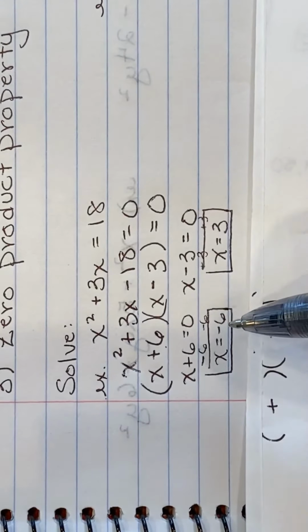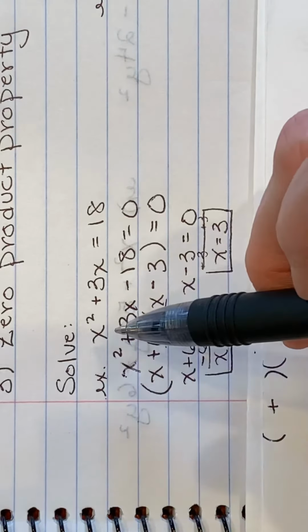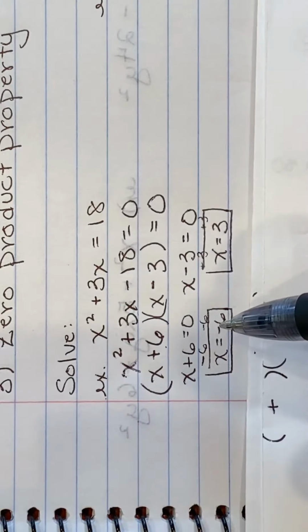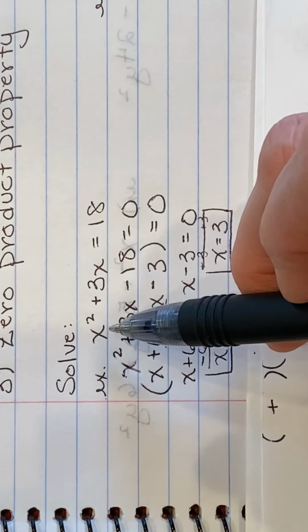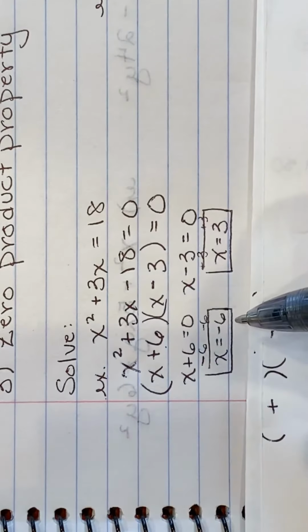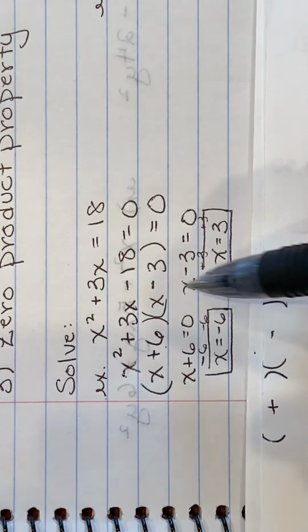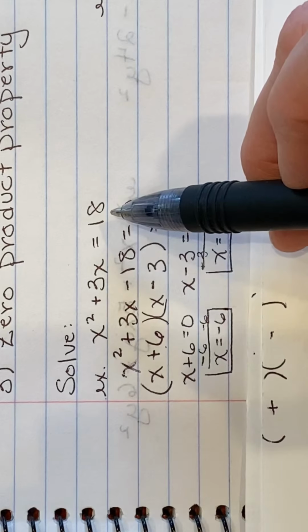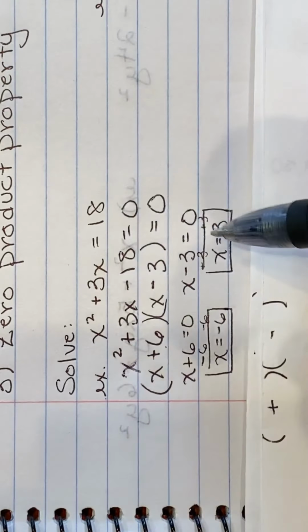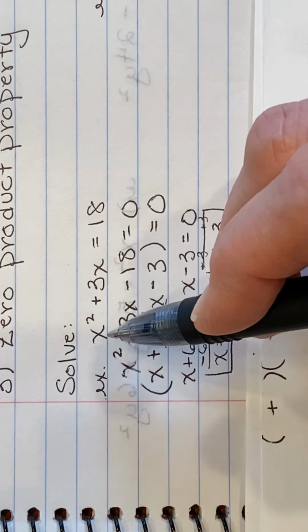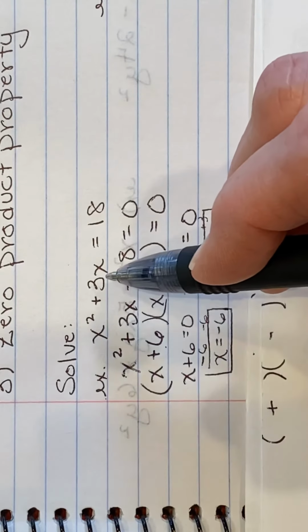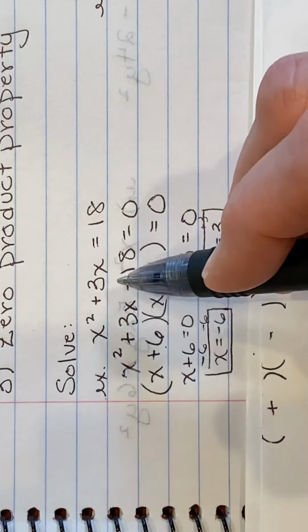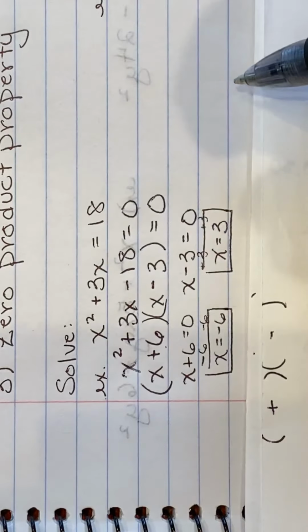And I would suggest that you actually plug this number back in here to see that it works. Negative 6 quantity squared would be positive 36. Minus 18 is in fact equal to 18. Or if x equals 3, 3 squared is 9, plus 3 times 3 is another 9. 9 plus 9 equals 18.